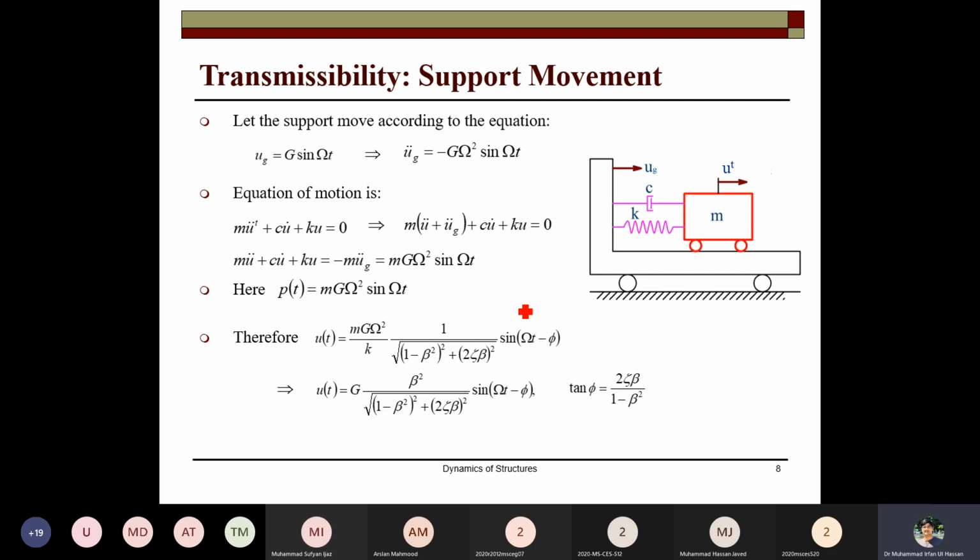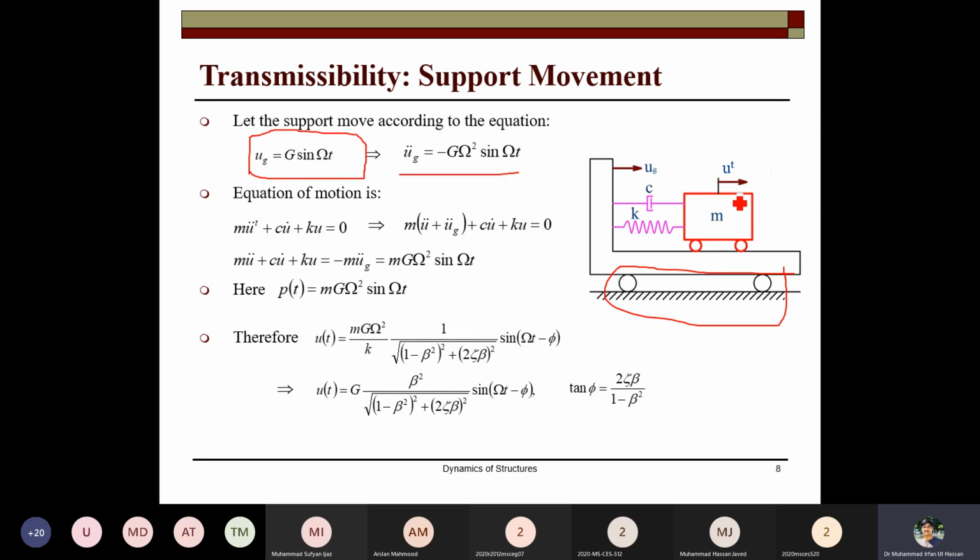Transmissibility was an important function: in case you are applying some load, how much force is transferred to the structure, or how much force is transferred to the ground. So let's say there is a ground motion. If there is a ground motion of any system, that can be written as ug equal to g sine of omega t. This is the ground motion. So taking the second derivative comes out to be this one.